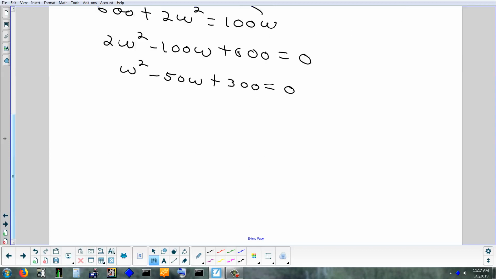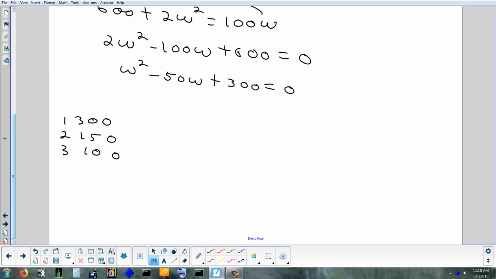Now, to factor it, you'd be looking for two numbers that multiply to give you 300 and add or subtract to give you negative 50. Well, it's not going to work. You can try it. If you're stuck because 300 is kind of big, you could start listing out everything. You've got 1 and 300, 2 and 150, 3 and 100. I mean, you can keep going. 5 and 60, but you're never going to find two numbers that add to give you 50.